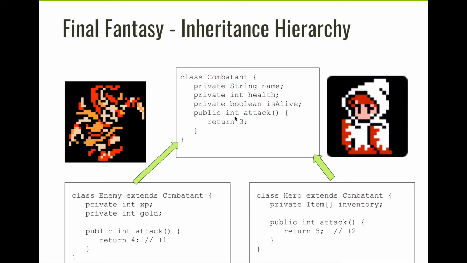And you can see that each of these classes has something unique to them. So the hero class has an item inventory and it has a special attack. It attacks with a value of 5. That's the attack value it can do, which happens to be 2 more than a regular combatant. And the enemy, which extends the combatant, has experience and gold, and it attacks with a value of 4, which happens to be just 1 more than the regular combatant.